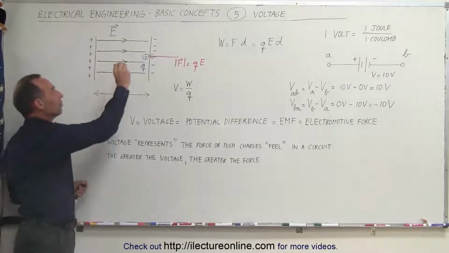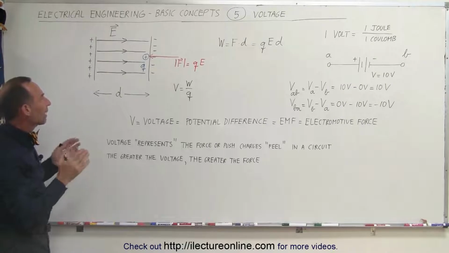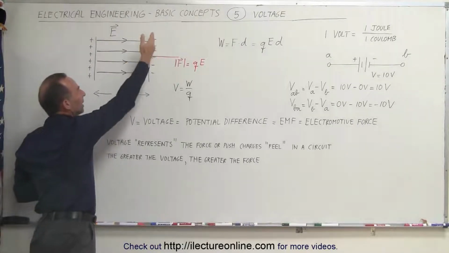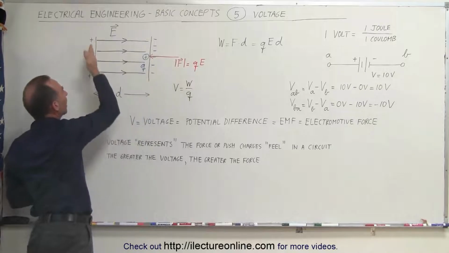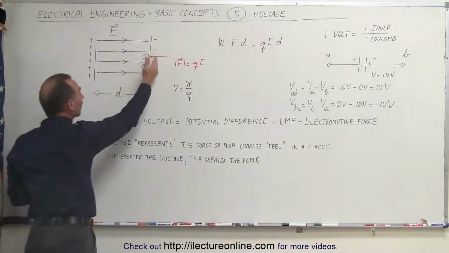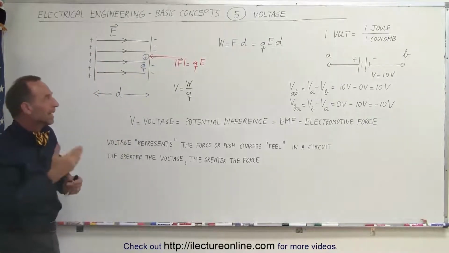If we now place a small charge, a positive charge, on the right side of this capacitor, we then realize that it's being attracted towards the negative charge here and being repelled by the positive charge there. So if we want to move that charge from the right side to the left side, then it's going to require a certain amount of work, a certain amount of force to get it there.